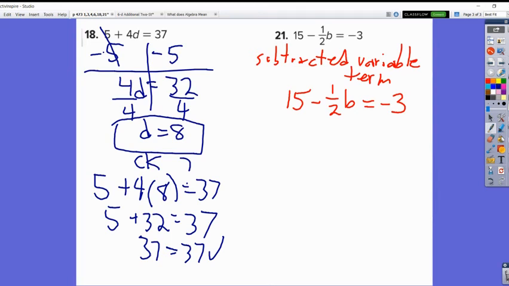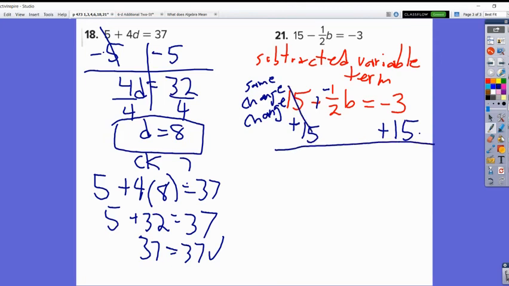This 15 is not being subtracted from the variable. The variable is actually this, plus a negative 1/2. Always do same, change when you have this type of equation. Same, change. So now I have this. Now this 15 is clearly added to the negative 1/2 b, so I'm going to add 15 to both sides. These will cancel each other out.